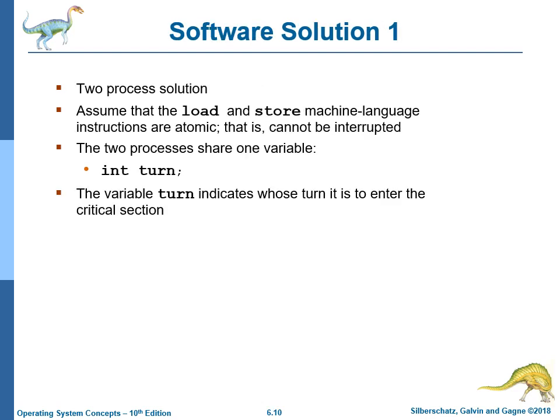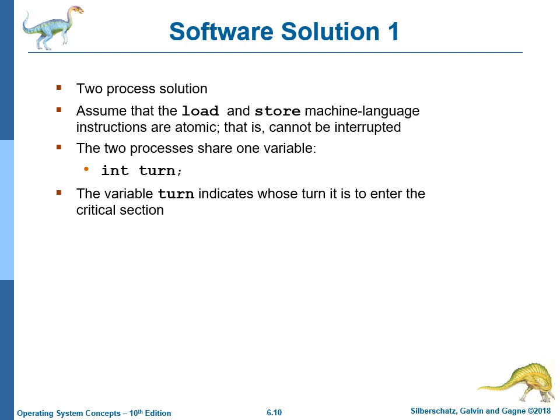So, how do we do a solution? The first solution is using a software solution. Okay? Alright. So, the two process solution is that it uses a process solution, which assumes we have a load and store machine language instruction which is atomic. Atomic means one, and it cannot be interrupted.